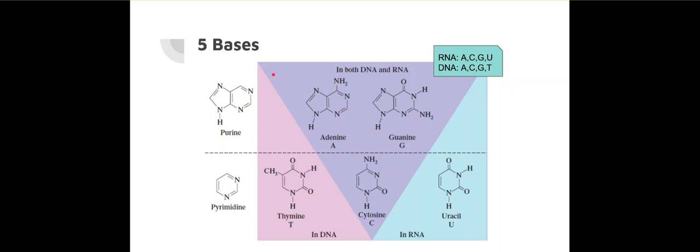And then the other thing that we can denote here is that all three of these, adenine, guanine, and cytosine, are in both DNA and RNA. These are abbreviated A, G, and C. But only DNA has thymine, abbreviated T, and only RNA has uracil, which is denoted with a U. So RNA can have A, C, G, and U, but DNA will only have A, C, G, and T.